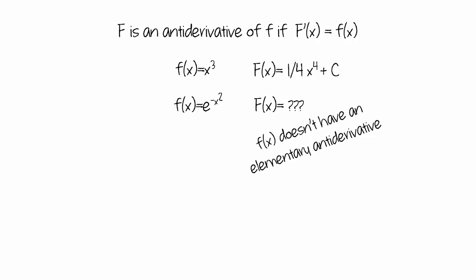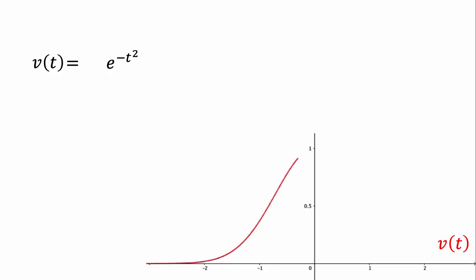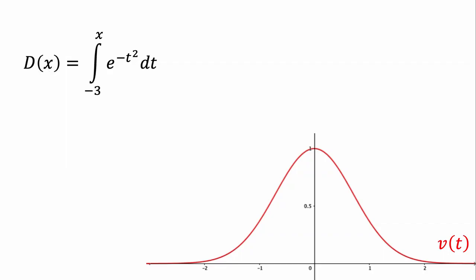Let's look at an example and think about it in terms of velocity and distance. We'll start with a graph. Here are a set of axes. We'll think of the function v of t equals e to the negative t squared as describing the velocity of a car. We can draw a graph of this velocity function. Next, let's think about an accumulation function. Here, d of x tells us the amount of distance the car accumulates between time -3 and time x.